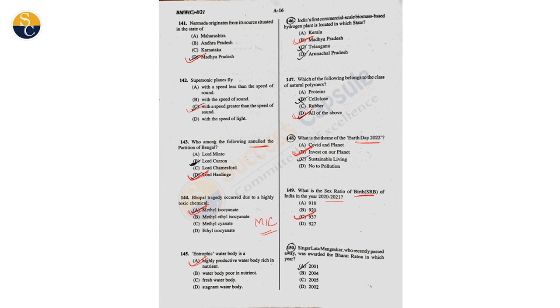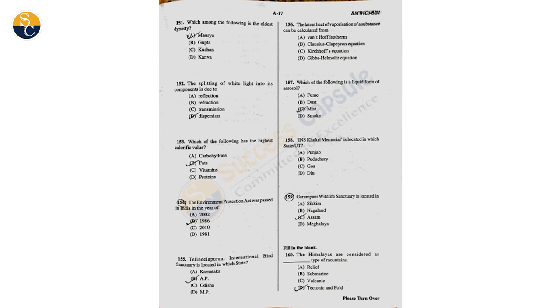Next, singer Lata Mangeshkar received the Bharat Ratna in which year? She got the Bharat Ratna in 2001. And she was only the second female singer to receive this award after M.S. Subbulakshmi. Next question 151. Which is the oldest dynasty? Maurya dynasty is the oldest dynasty. So A is the correct answer.